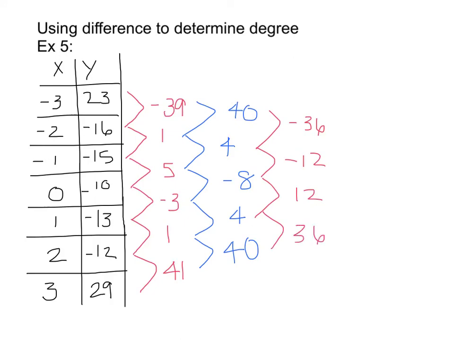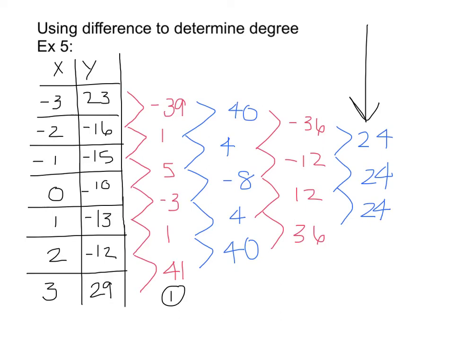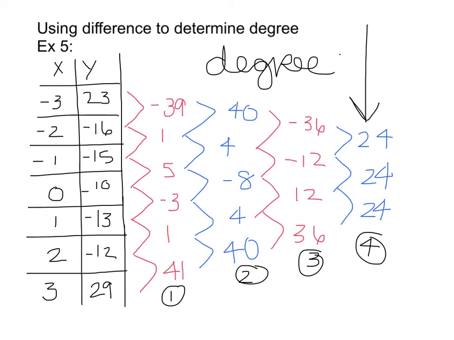Again, not all the same numbers, so we subtract one more time. Negative 12 minus negative 36 gives me positive 24. 12 minus negative 12, also positive 24. 36 minus 12 also gives me positive 24. So, since all of these numbers are the same, that's when you know to stop. You subtracted once, twice, 3, it took 4 times until you got all of the same answers. So this has a degree of 4 since you subtracted 4 times until you got the same answer.